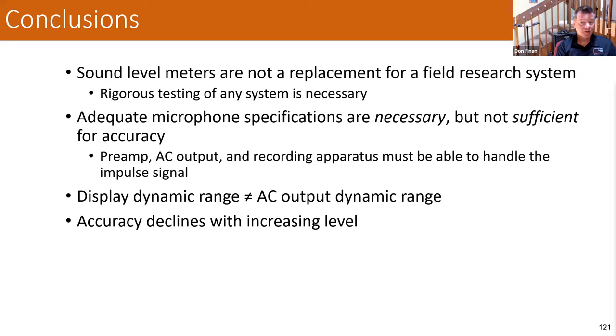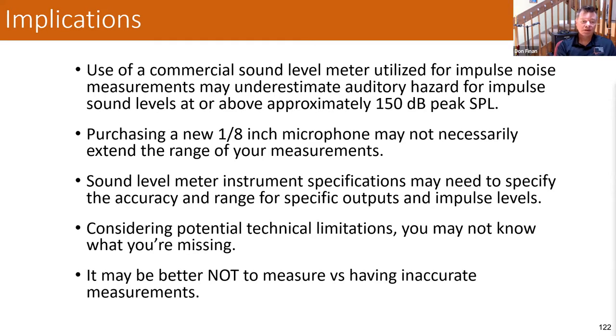The display from a sound level meter is not the same thing as the AC output of the sound level meter in terms of its dynamic range. Those are two different things related to that same measurement. Accuracy declines with increasing level. In the measurements, we did find that a number of sound level meters clipped, at the 150, 160, 170 dB range, and that clipping provided an underestimation of the data itself. So use of commercial sound level meters for impulse noise may underestimate auditory hazard for impulse sound levels once we get up to around 150 dB peak SPL.